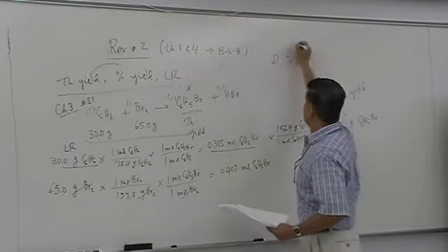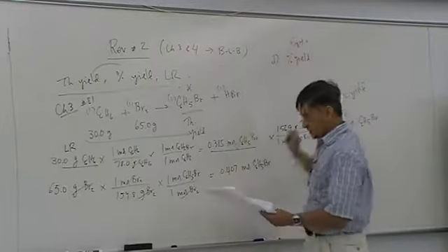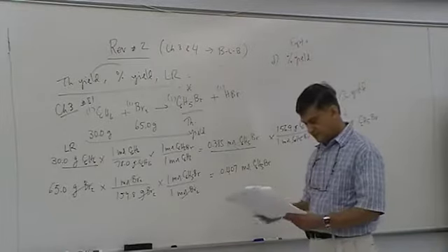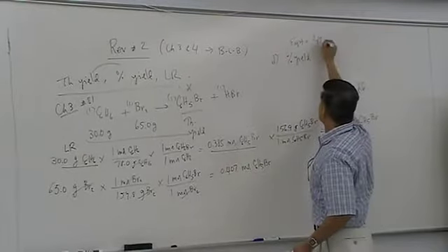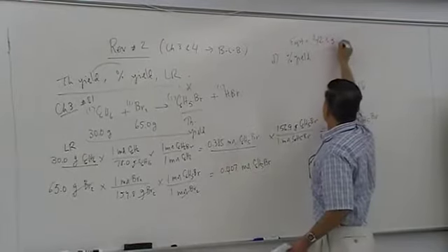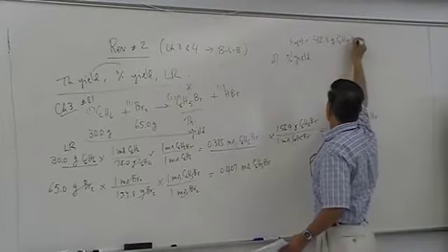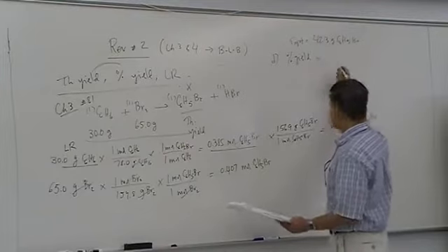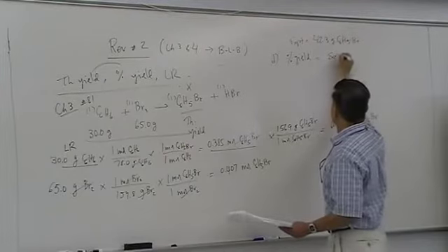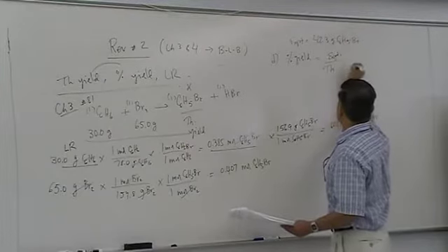Experimental value is given, and that has to be given for calculating percent yield. 42.3 gram C6H5Br. So percent yield will be given by experimental value divided by theoretical value times 100.